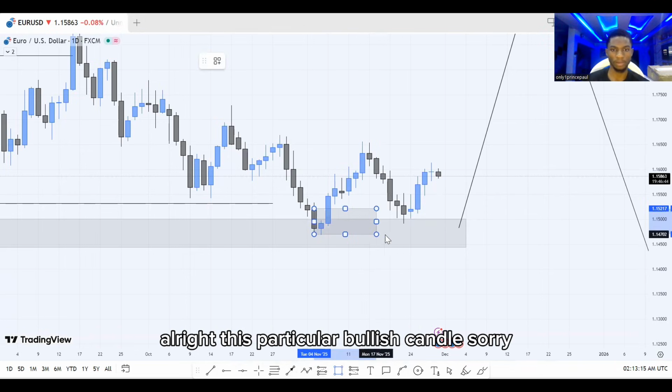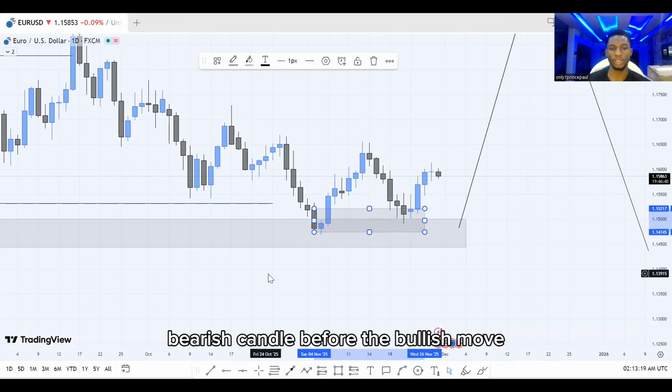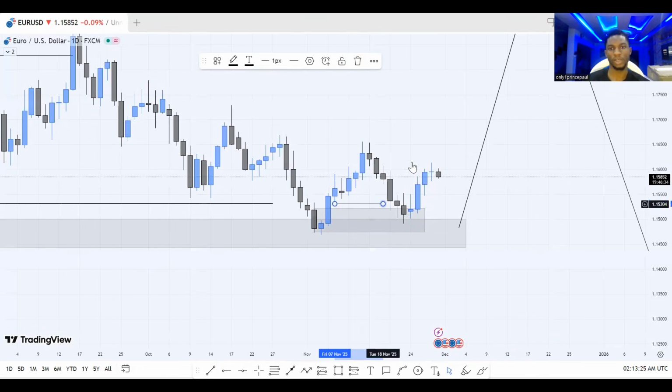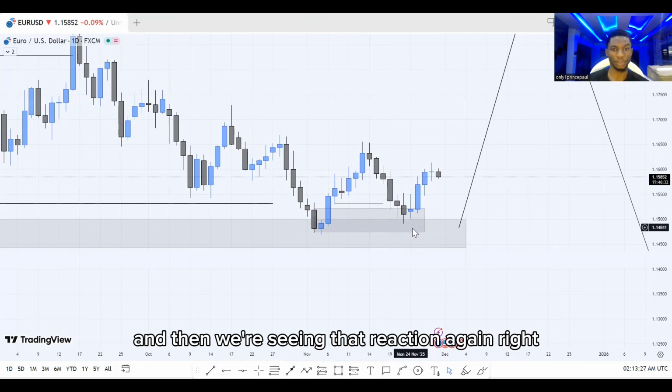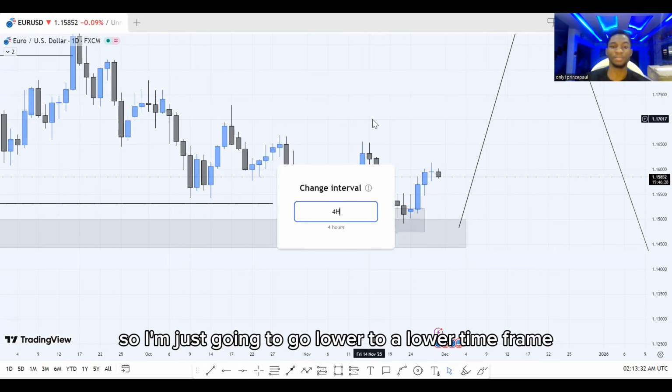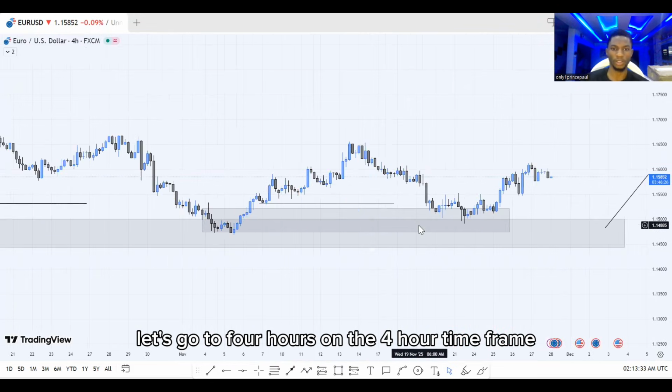But after the engulfing bar, we could see that this will be our new area of demand zone. And it's this particular bearish candle before the bullish move, price liquidating this particular low over here. And then we are seeing that reaction again, right? So I'm just going to go to a lower time frame. Let's go to 4 hours.